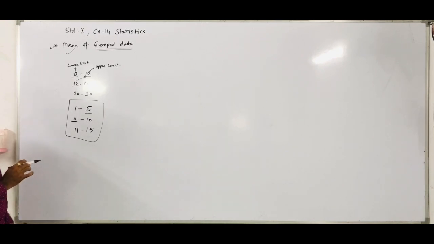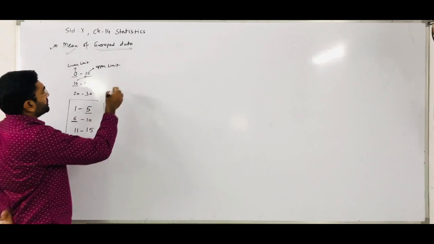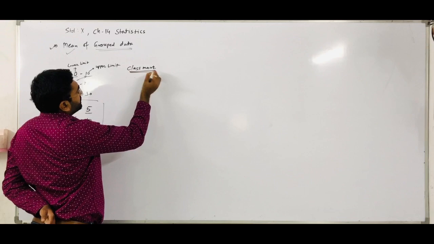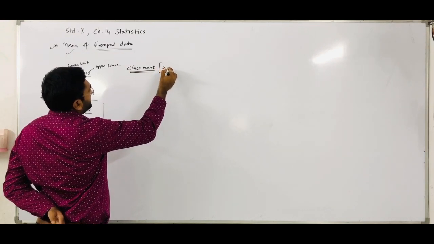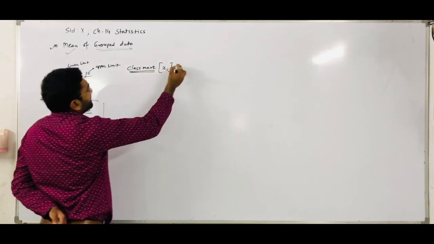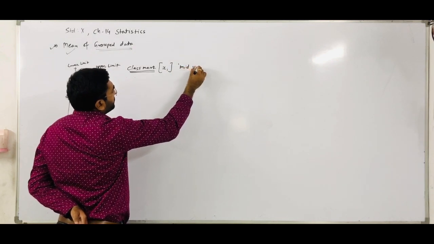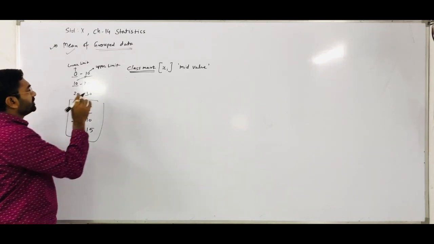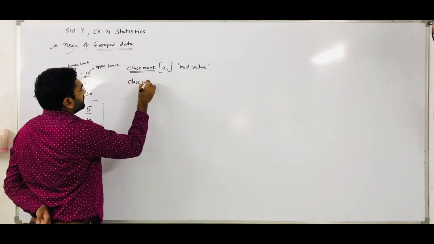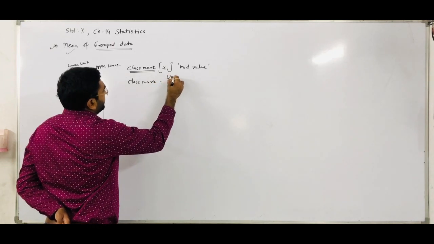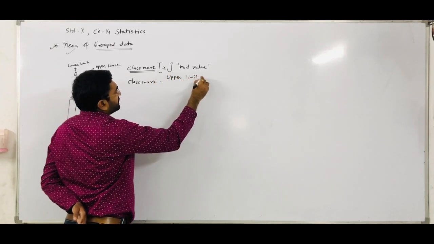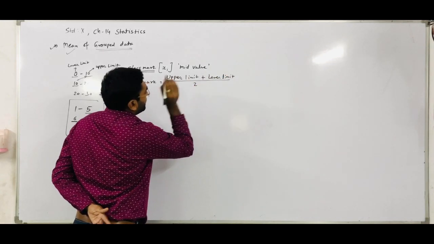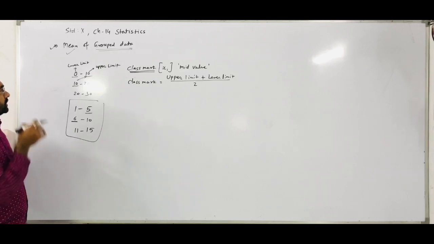Understand? Now, another thing we have to find out from this is the class mark. How can we find the class mark? The class mark is represented by xi. Or you can say the class mark is the mid value of the given class. How can we find it out? So there is an equation for the class mark: upper limit plus lower limit divided by 2.